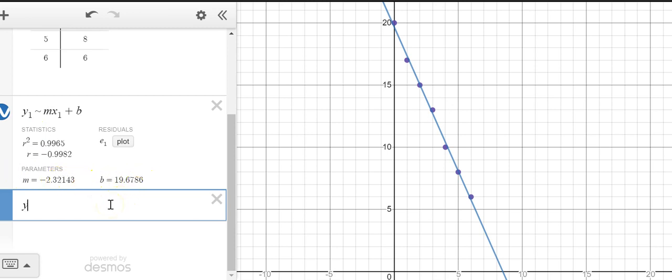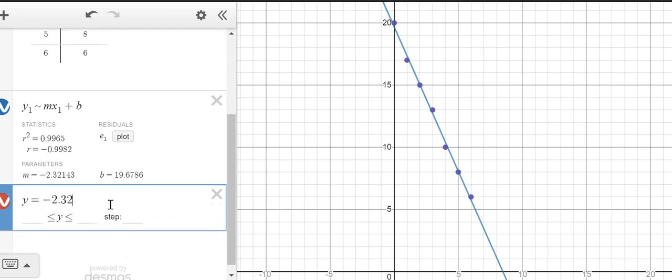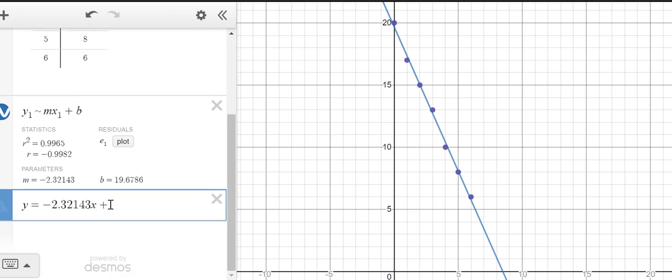And if I want to check that, I can plug that in. If I put y equals m, which is negative 2.32143, times x, plus whatever my b value is, which in this case is 19.6786, I can see that red line. If I do this, I'm just toggling it on and off. It is right over top of that blue line. So this information here is telling me my slope and my y-intercept.